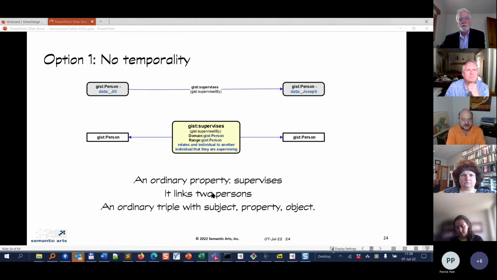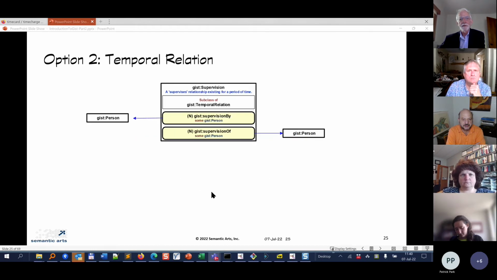Links to people, an ordinary triple with subject, property, and object. So this is how you can represent something if you don't care about time. But what if you do care about time? Well, now you can create a class which you might call supervision. What is supervision? It's a supervisor's relation that takes place over a period of time.